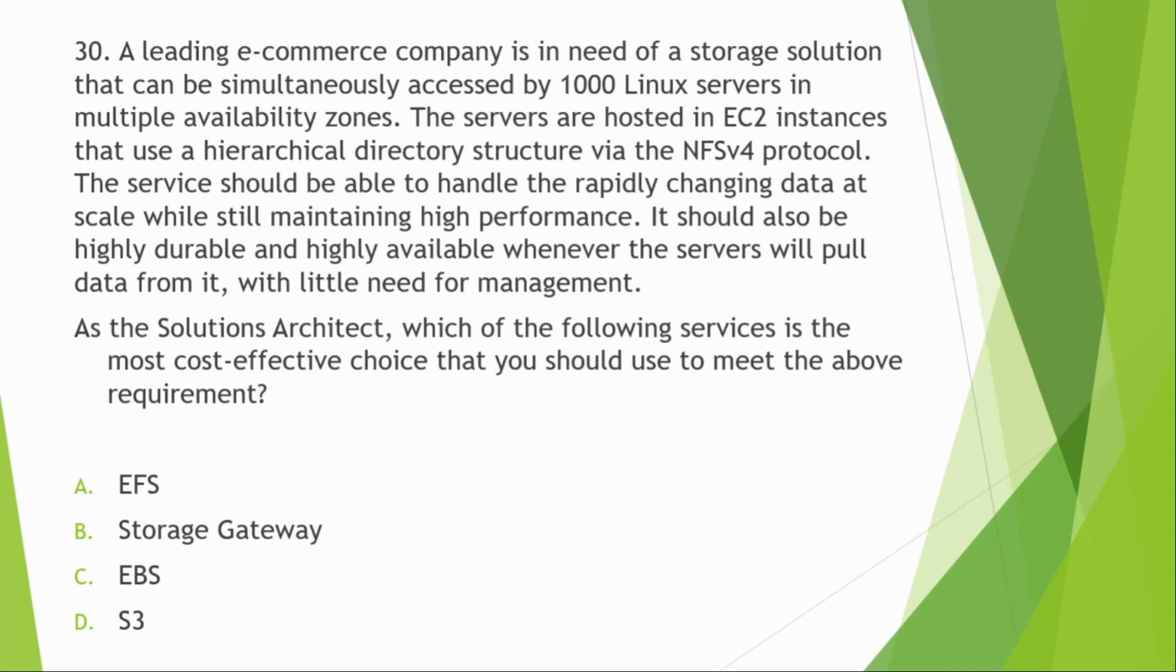Okay. Now, why are the other options incorrect? Let's see that. Storage Gateway is primarily used to extend the storage of your on-premises data center to your AWS cloud. It has nothing to do with storing the file system. Then EBS. EBS is what? Elastic Block Store, right? It cannot be shared by multiple instances. Okay, this is the reason it is not correct here.